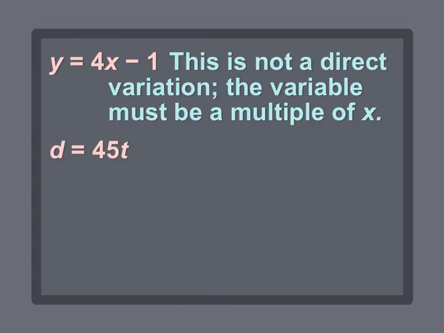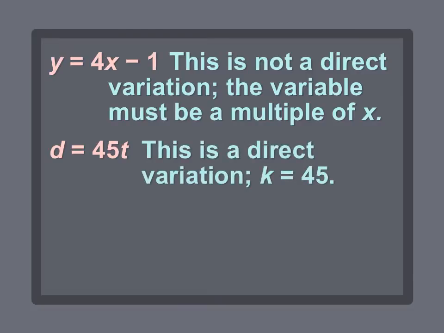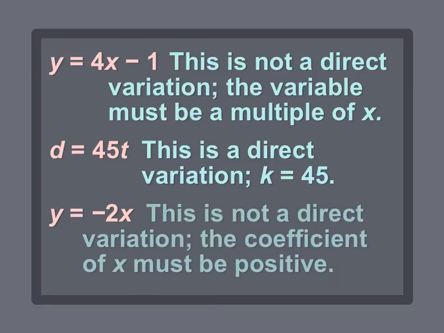What about d equals 45 times t? This is a direct variation, and our k value is 45. What about y equals negative 2x? So this is a tricky question. This is actually not a direct variation, and it's because our k value has to be positive, and this is a negative 2. So since it's negative, it can't be a direct variation.